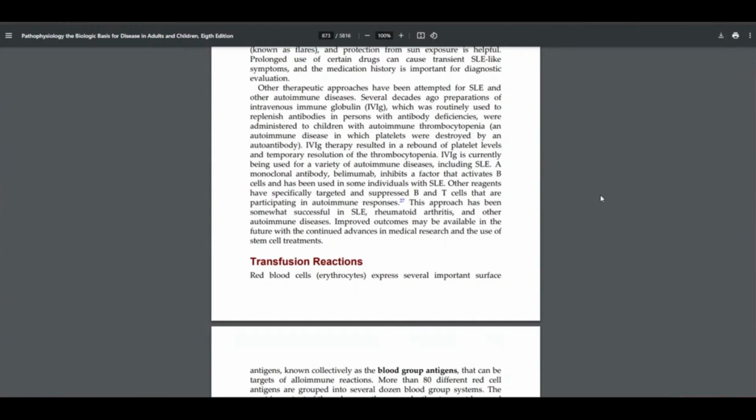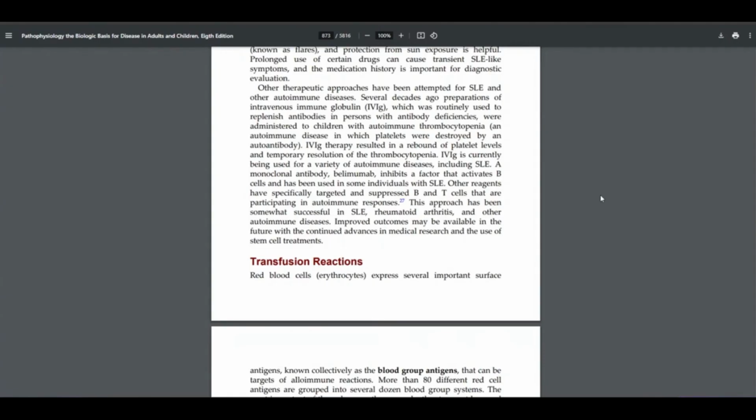Other therapeutic approaches have been attempted for lupus and other autoimmune diseases. Several decades ago, preparations of IV immunoglobulin (IVIG), which was routinely used to replenish antibodies in persons with antibody deficiencies, were administered to children with autoimmune thrombocytopenia. IVIG therapy resulted in a rebound of platelet levels and the temporary resolution of thrombocytopenia. IVIG is currently being used for a variety of autoimmune diseases, including lupus.